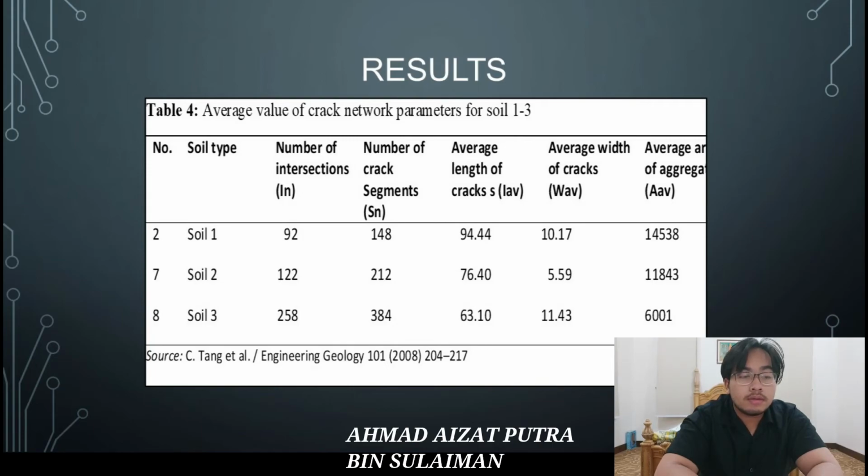And lastly, table number 4, network parameters for soil 1 to 3, different types of soil: soil number 1, soil 2, and soil 3. This table is the same as the previous table, where the first soil obtained the lowest result, the second highest is soil number 2, and the third highest is soil number 3.